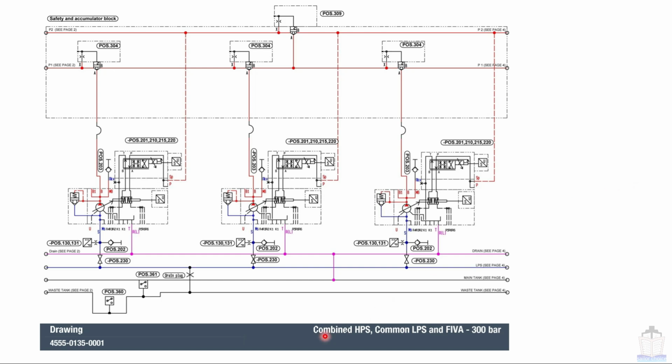Here I will not see the combined HPS, common LPS, etc. I will see just P2 and P1. That means I can understand that this system has both types of HPS, engine driven as well as electrical driven starter pumps. So this is a mixture of mechanical and electrical.